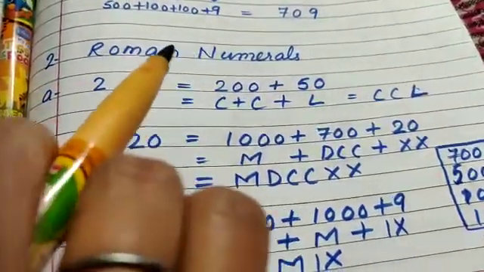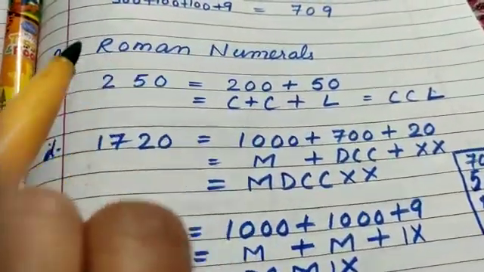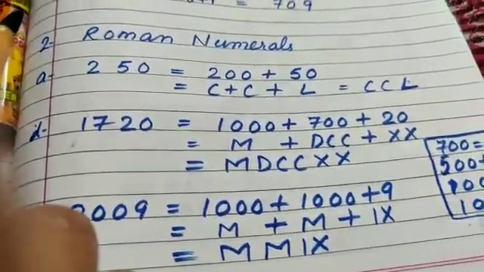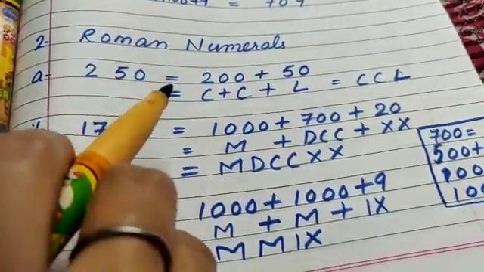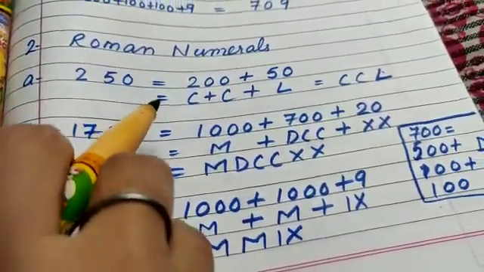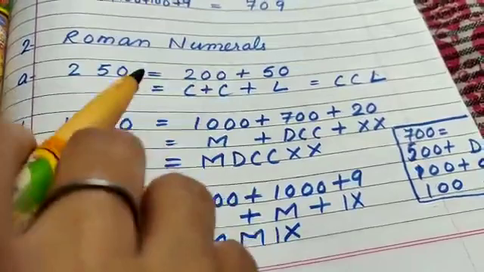Now question number 2. Write the numbers in Roman numerals. So how will you write numbers in Roman numerals? Example A, 250. How will you write this number in Roman numerals?